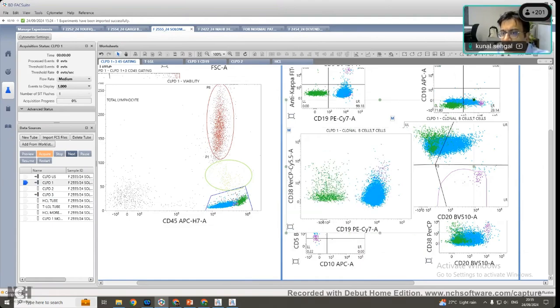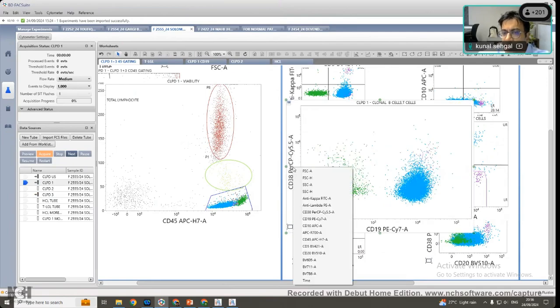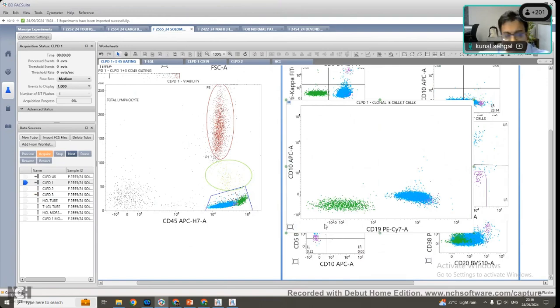No one asked me about CD10. CD10 positive B cell lymphomas are which lymphomas? Can you tell me one lymphoma which is CD10 positive? Follicular, DLBCL. Excellent. So is this lymphoma CD10 positive or CD10 negative? What do you think? Negative. How do you know the antibody is there or not? What if the staff missed putting the antibody?